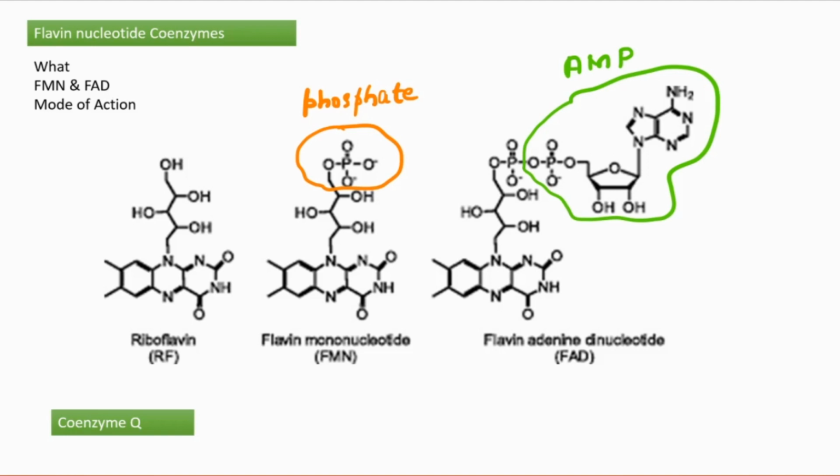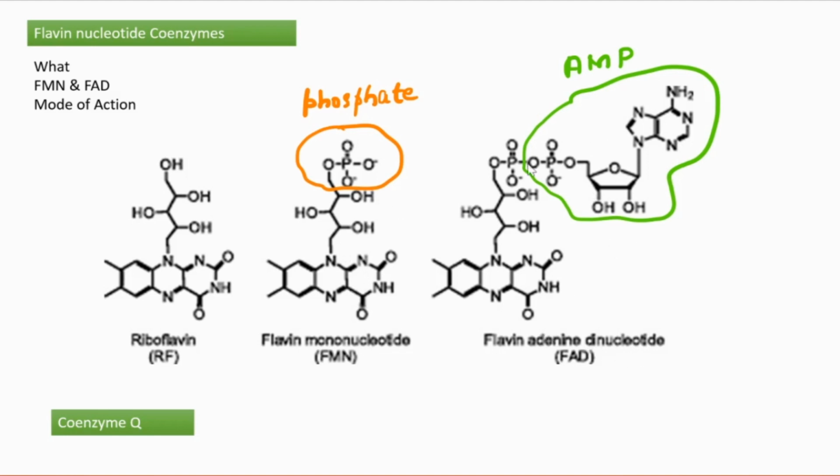FMN consists of a phosphate group bonded to riboflavin. FAD is formed by linkage of AMP to FMN. So look at that picture. This is riboflavin, which means vitamin B2. When a phosphate group attaches to this vitamin B2, it becomes flavin mononucleotide, that is FMN. When an additional AMP unit attaches to it, it becomes flavin adenine dinucleotide.